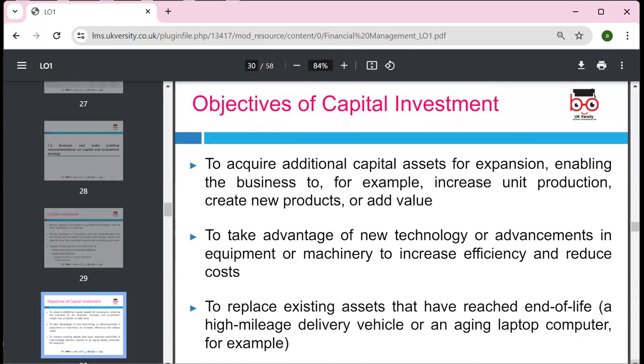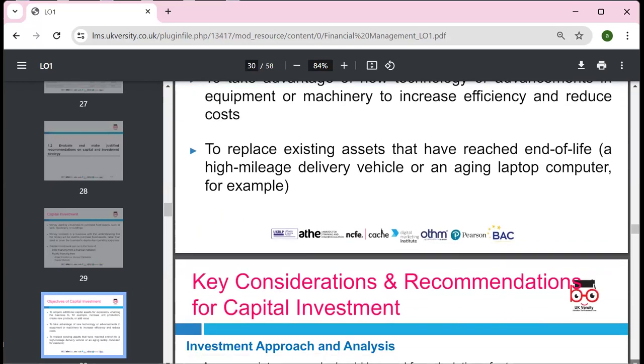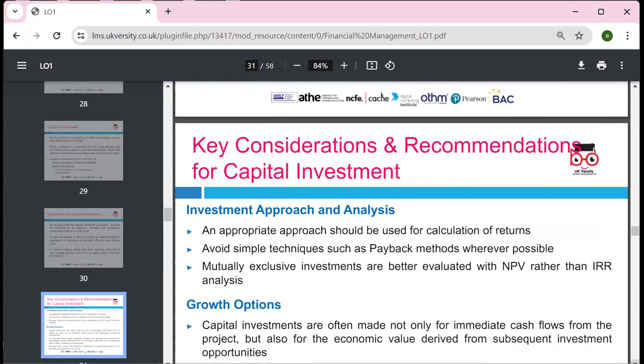Always look at the cost and benefit of each decision, whatever you make. The key consideration we need is investment appraisal and analysis, and the appropriate approach we use. We can think about the payback period, whichever is the lower, and mutually exclusive investment options. So we need to look around.